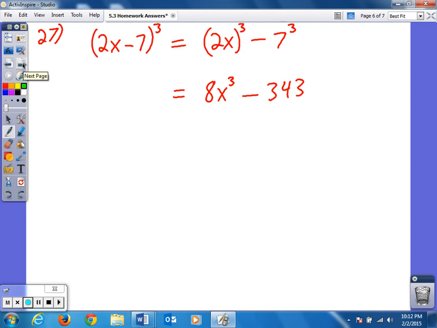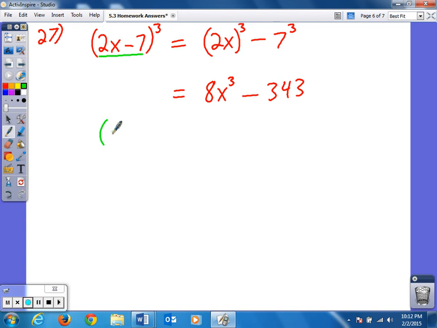For 27, this is a very tempting mistake to make. It's a very common mistake that's made. But we have to be very careful about how we multiply binomials. A binomial is this type of thing, 2x minus 7. So it has two terms, bi means 2. It's a binomial. And when we multiply those together, we can't just put the exponent over anything in the parentheses. We have to be a bit more careful about how we multiply them.